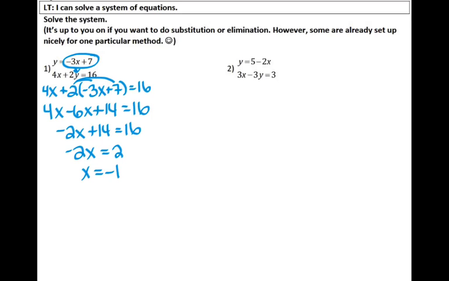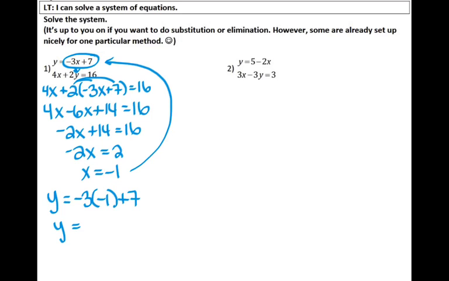And then from there, I can take that and plug it back into my equation. So I'm going to plug it back into the one that I circled. So now I have y equals -3 times -1 plus 7. So I get y equals 10. So my ordered pair is -1, 10.